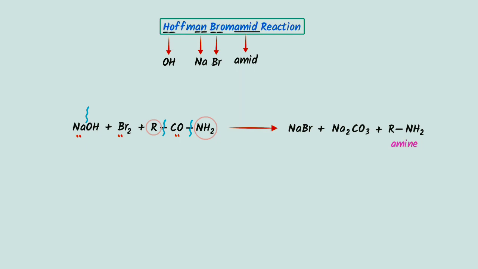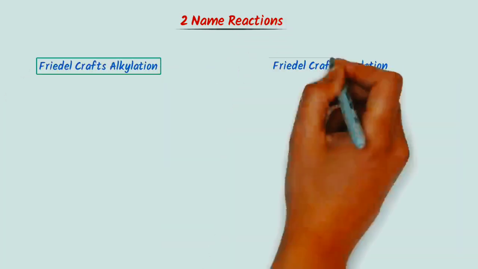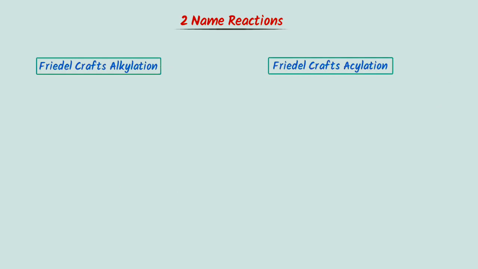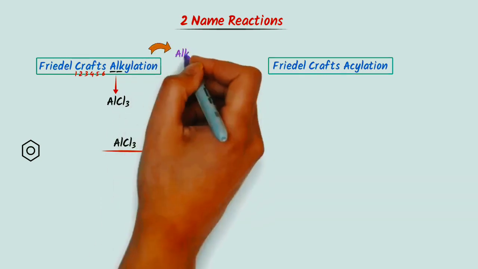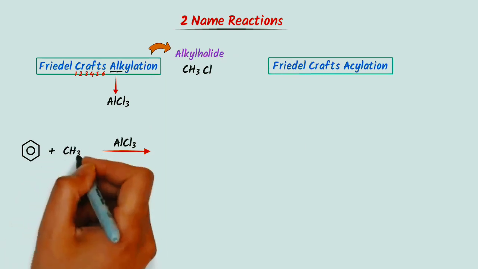Thus note it down. Now let me teach you two more reactions, Friedel-Crafts alkylation and Friedel-Crafts acylation. Well, I always count the letters of Crafts. 1, 2, 3, 4, 5, 6. These 6 letters remind me of the 6 carbons of the benzene ring. So I write here benzene ring. Secondly, this A and L in alkylation reminds me of AlCl3, aluminium chloride. So I write here aluminium chloride. Thirdly, alkylation means alkyl halide, like CH3Cl. So I write here CH3Cl.